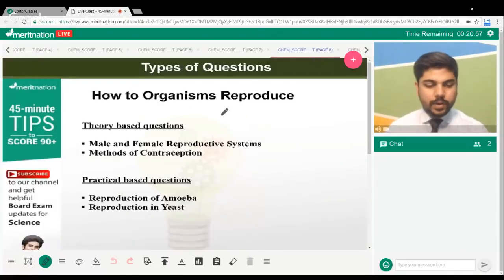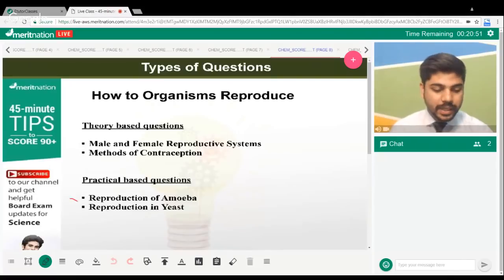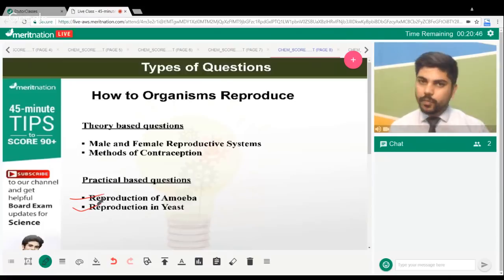If I talk about how do organisms reproduce, yes, from this particular chapter, practical based questions can be formed, like the reproduction of amoeba and yeast. So, what kind of reproduction takes place in amoeba and yeast, and the properties of that, it could be asked directly or indirectly.